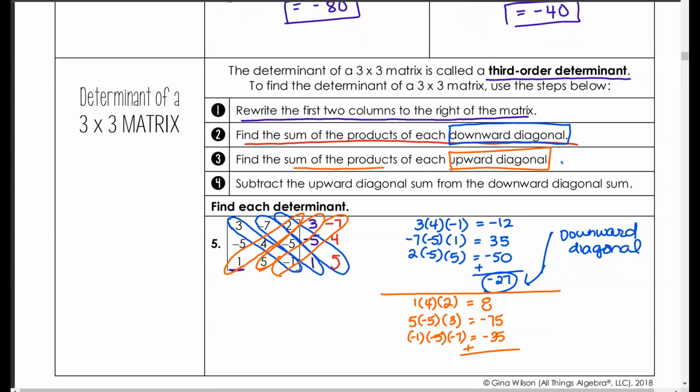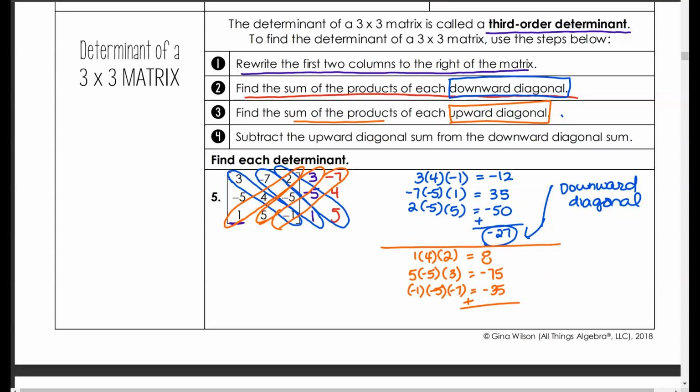Again, we want to sum these diagonals here, and this is going to give me a sum of negative 102. Remember, this is the upward diagonal. Once I have the downward and the upward diagonal sums, we're going to subtract the upward diagonal from the downward diagonal sum. My upward diagonal was negative 102.